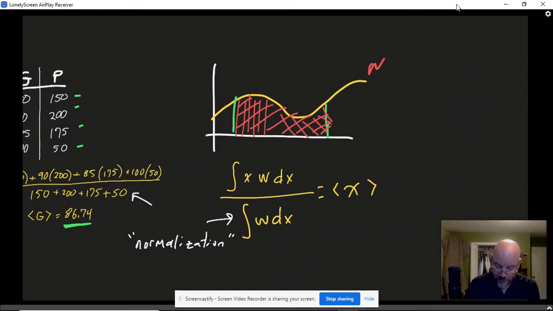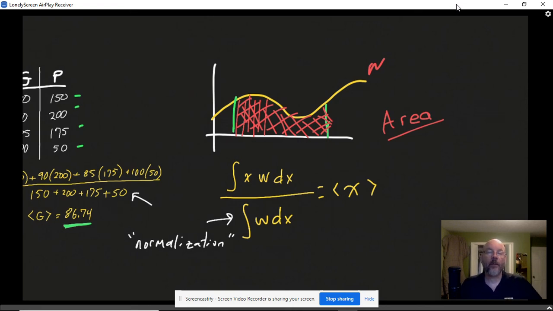Did you figure it out? I'll give you a clue. Starts with an A, ends with an A. That's the area under the curve.